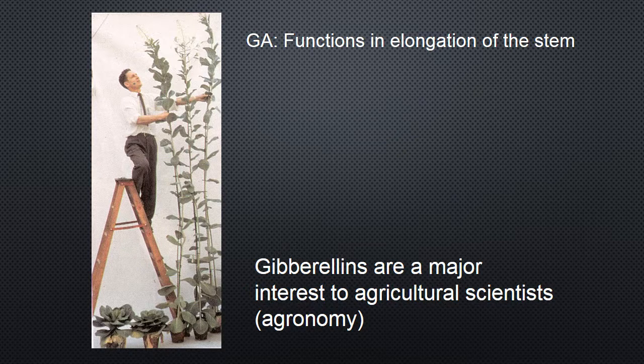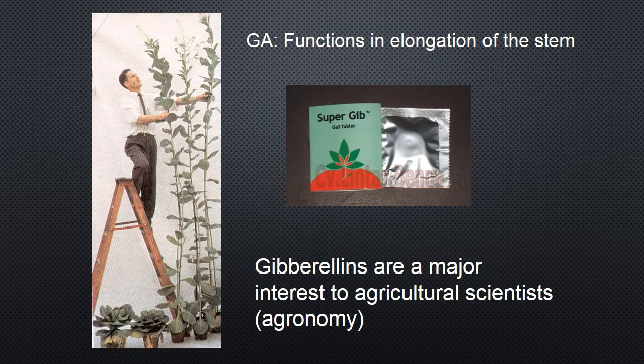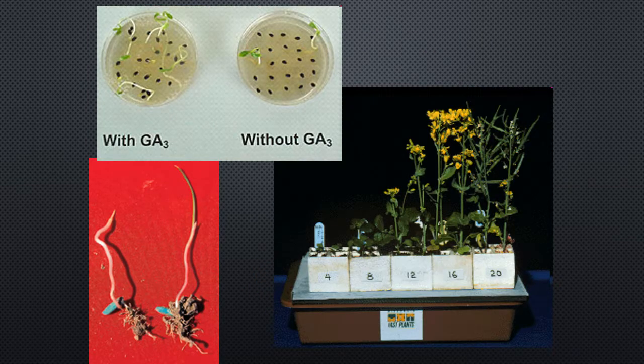So here is just an example of gibberellic acid being used on these lovely plants on the left. You can tell the first two were not treated with gibberellins, whereas the rest were. And so they are of major interest to agricultural scientists, or what we call agronomy. And they do come, like I said, in a commercially available form that allows you to let your plants grow tall. And here's just some more pictures to show you that, looking at the different plants that were treated with and without gibberellic acid.